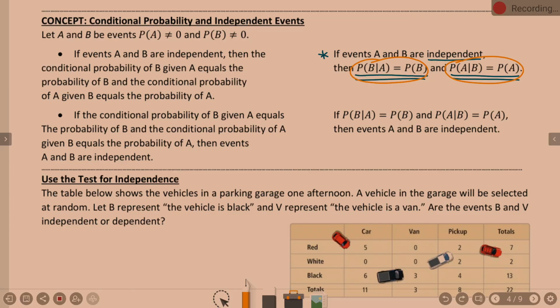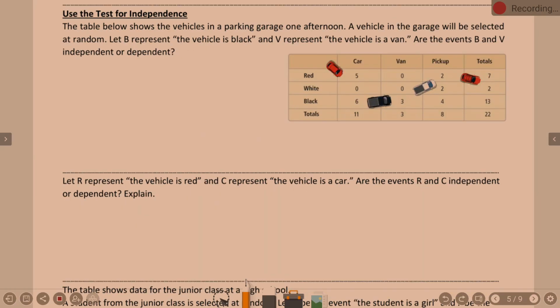Okay? So let's go look at the parking garage. This table shows the vehicles in a parking garage one afternoon. A vehicle in the garage will be selected at random. Let B represent the vehicle is black, and let V represent the vehicle is a van. Are the events B and V independent or dependent? In other words, are the events that the vehicle is black and the vehicle is a van independent of each other or dependent on each other?